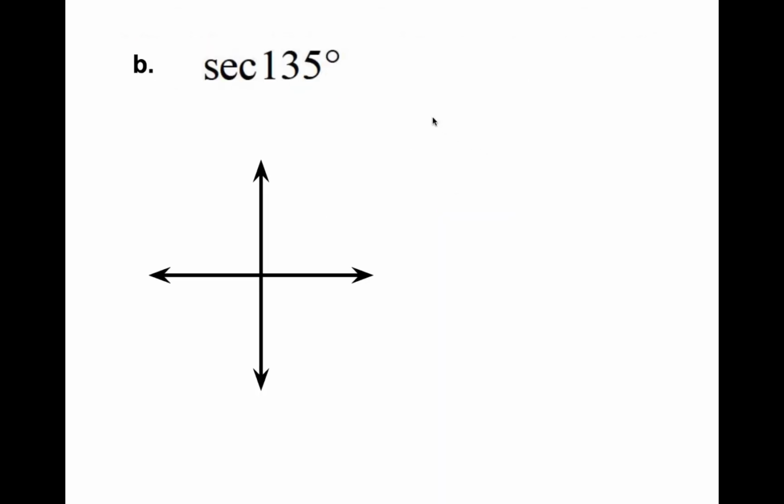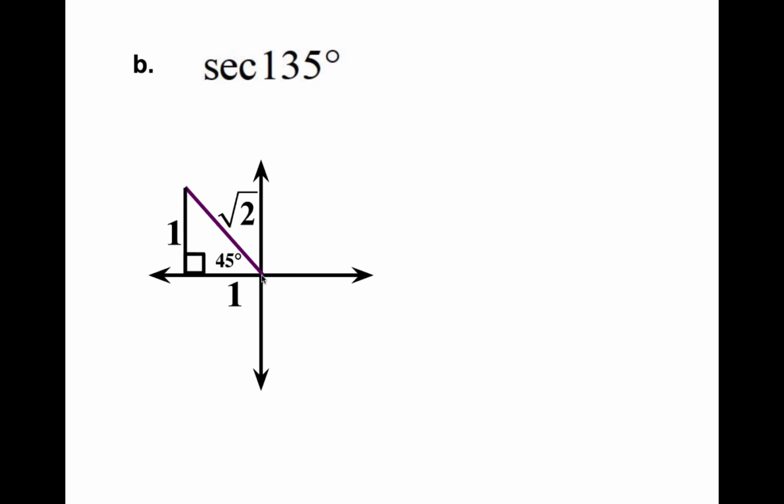For B, draw a T, 135 degrees. If this is 90, this is 180. It's between 90 and 180 right here. Then draw a line down to the x-axis. If this is 135 degrees, that means the angle has to be 45 degrees. The legs are 1. The hypotenuse is the square root of 2.